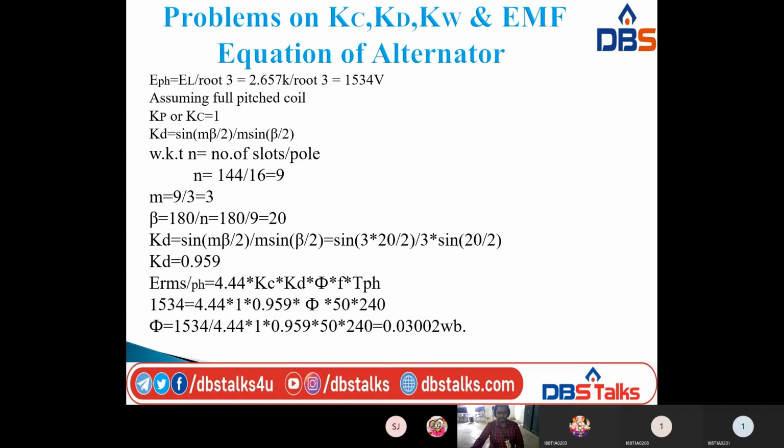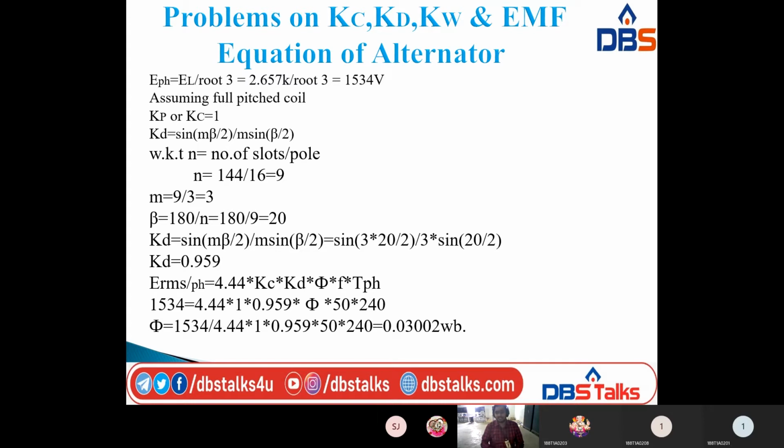Next, the phase voltage E phase. They have given that it is a star connection. That's why I am taking E phase is equal to EL by root 3. From that, I am writing 2.657 kilovolts, which is already given. That means 2.657 into 10 cube divided by root 3. So it gives 1534 volts. That is the phase voltage.